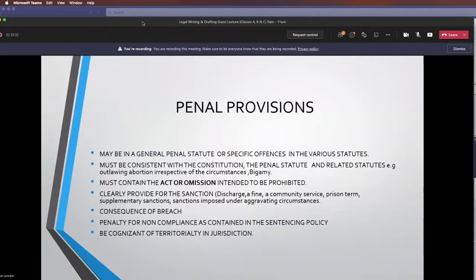Then you must provide for the consequences of breach. We're saying this could be a prison term, this could be so much fine, because that's when we'll be enforcing. Then penalty for non-compliance also contained in sentencing policy. But in Kenya, we don't have a sentencing policy as it is.